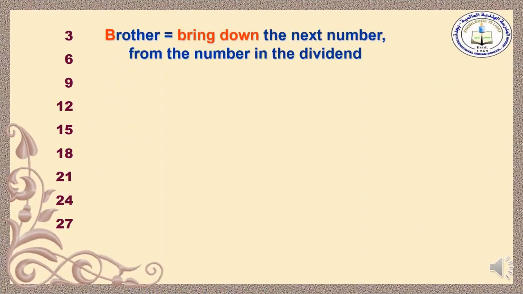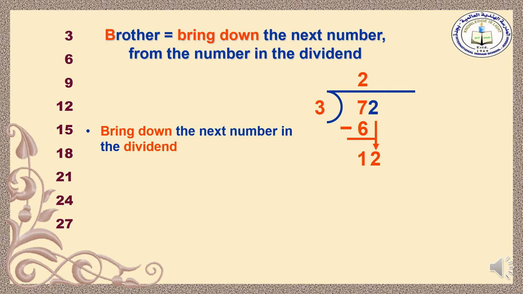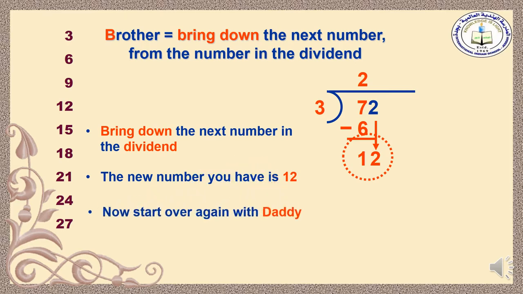Now the last step, that is the bring down step. So bring down the next number from the number in the dividend. After 7 it is 2. So we bring down the 2. When we bring down the 2, the new number becomes 12. To solve this, again we have to start over with daddy, the first step.